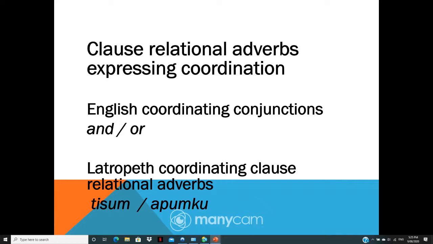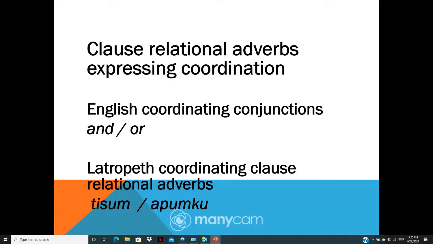So let's just look at how they work. Clause relational adverbs expressing coordination. In English, you've got your coordinating conjunctions and, or. In Latropeth, you have the equivalent coordinating clause relational adverbs. Tisum corresponds to and, apumku corresponds to or.